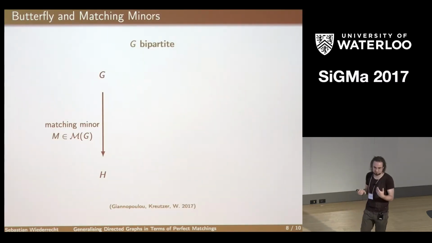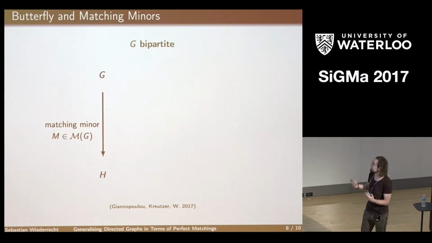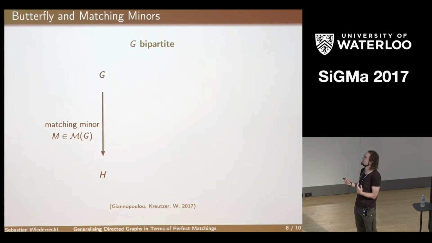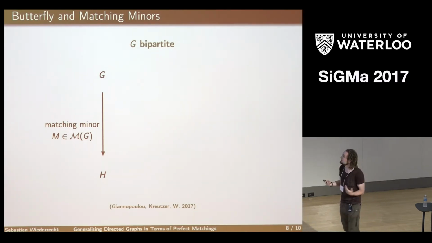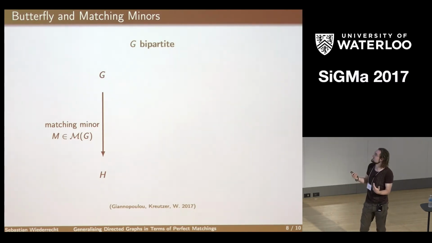The next thing we want to look at is minors. Right? We have this notion of butterfly minors, we have this notion of matching minors, and we want to bring them together. So we take a bipartite graph G, and we take a matching minor of it, H. And as it turns out, you can find at least one perfect matching that somehow describes how we can get from G to H.